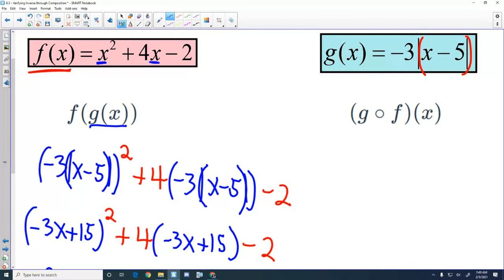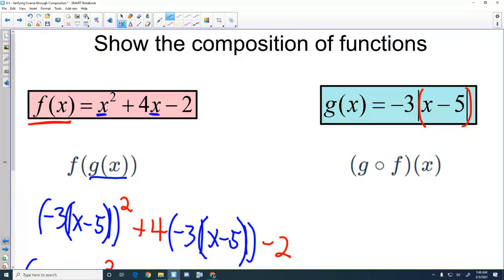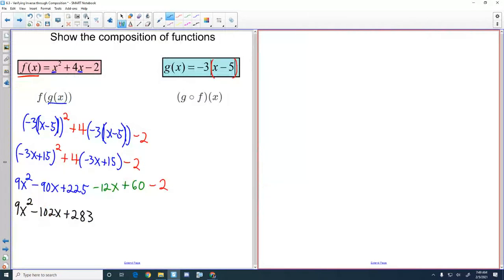So g of f of x, let me give us some more space here. So now I'm going to write the g of x function, because here f of x is going into the g of x function. So we're going to write out the g of x function. But whenever I get to an x, I don't write x, I write the f of x function instead. So I'm starting by writing the g, which is negative 3 times the absolute value of x minus 5. But I'm not writing x, I'm writing f of x, the entire f of x function, which is x squared plus 4x minus 2. Then I go back to my g of x function and write the minus 5.